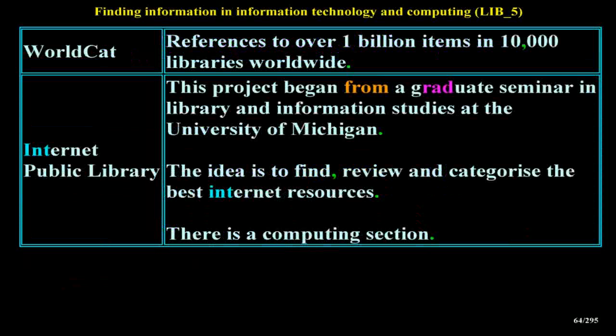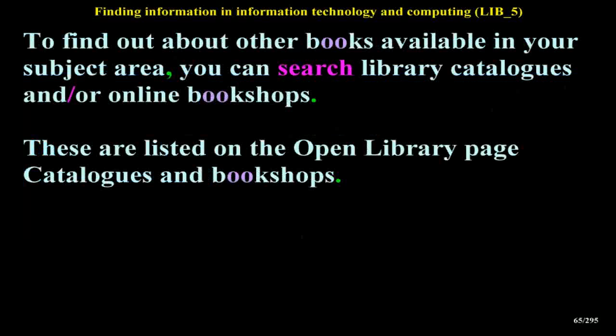Internet Public Library. This project began from a graduate seminar in library and information studies at the University of Michigan. The idea is to find, review and categorize the best internet resources. There is a computing section. To find out about other books available in your subject area, you can search library catalogs or online bookshops. These are listed on the Open Library page.